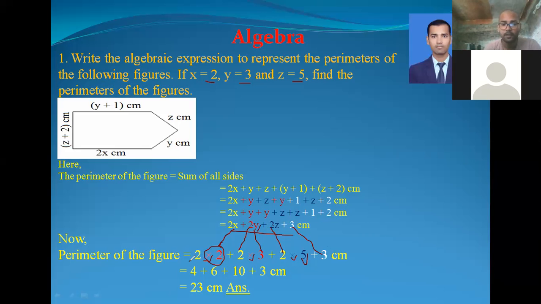And then after, 2 into 2 is 4 here, in the same way 2 into 3 is 6, and 2 into 5 is 10, and this 3 is copied here. And at last we have to write centimeter. Then after, adding all these numbers, 4 plus 6 plus 10 plus 3, at last the answer is 23 centimeter.